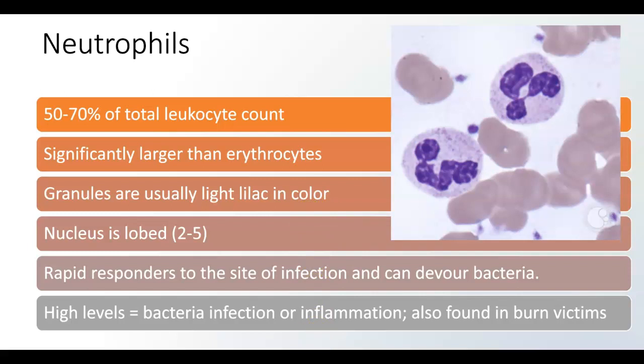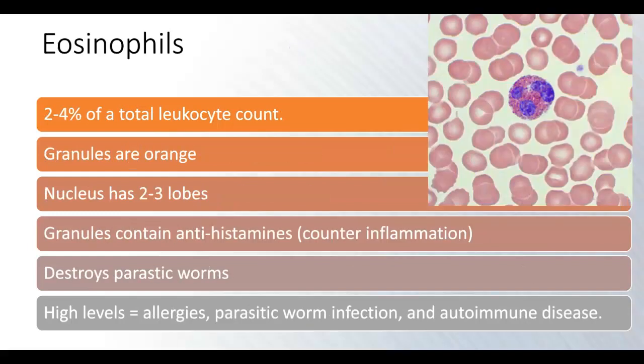So high levels are going to indicate bacterial infection or inflammation. Neutrophils also start to proliferate when there's inflammation occurring. Also, they're going to be at higher levels than normal in burn victims. And again, that's because they're going through a really excessive inflammatory response. So those neutrophils are going to reproduce much more quickly in order to deal with that situation. So again, here's a neutrophil. You might want to draw what it looks like. You'll be looking at these a lot in lab.